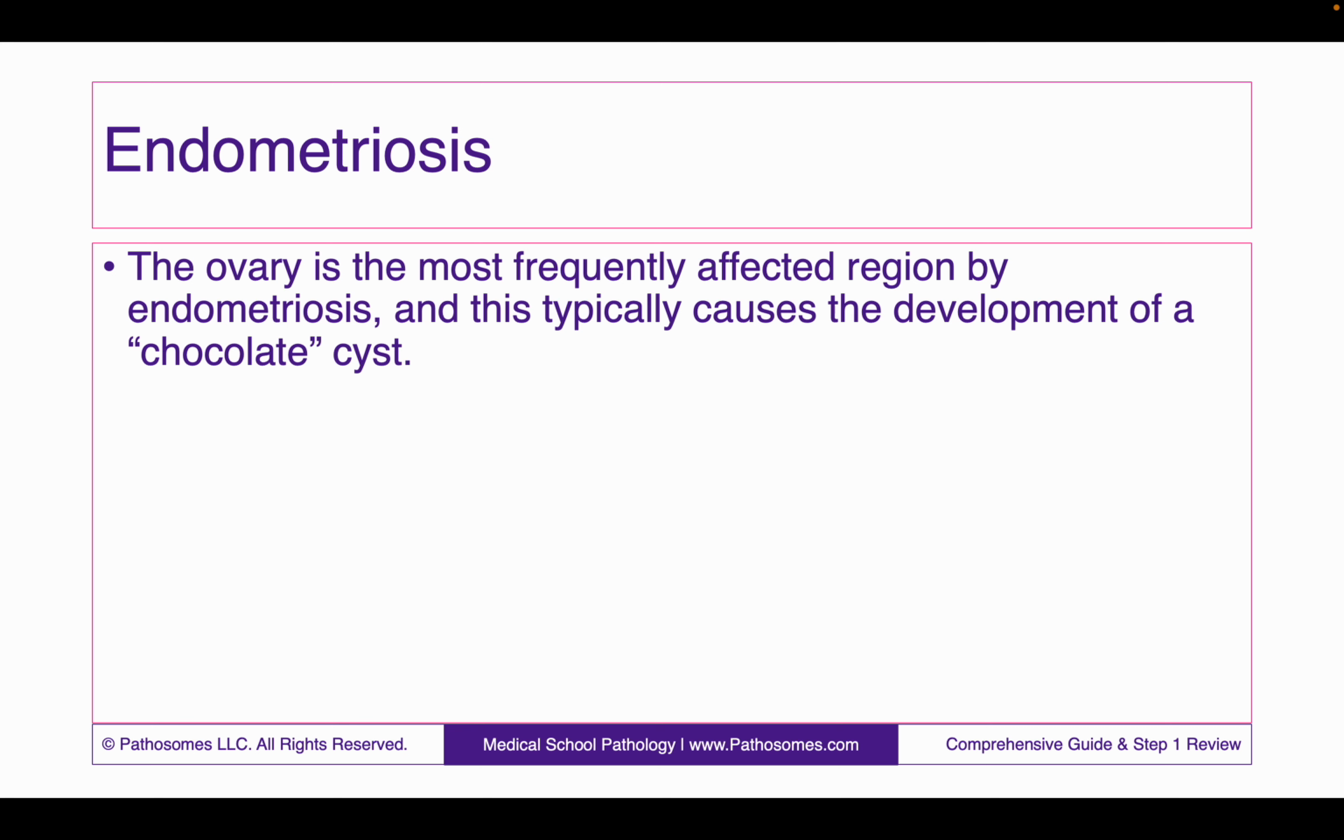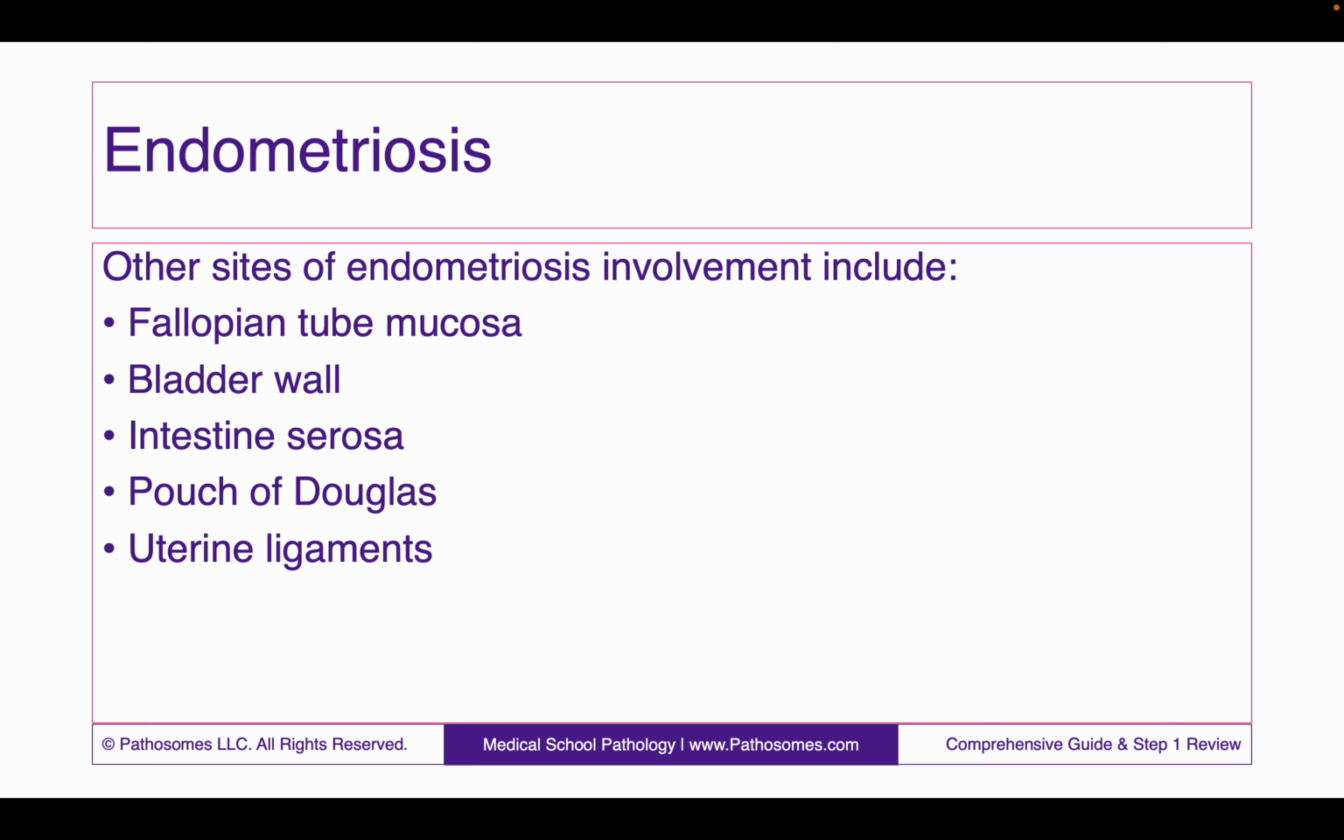The ovary is the most frequently affected region by endometriosis, and this typically causes the development of a buzzword, chocolate cyst, right? You hear chocolate cyst, think endometriosis. Other sites of endometriosis involvement include the fallopian tube mucosa, bladder wall, intestine serosa, the pouch of Douglas, and uterine ligaments.